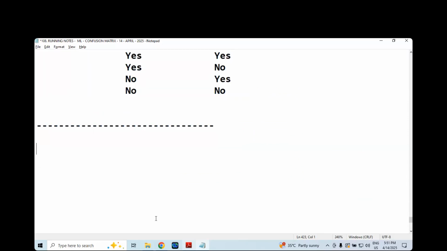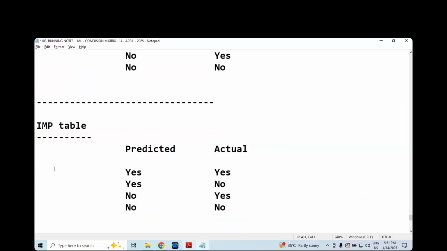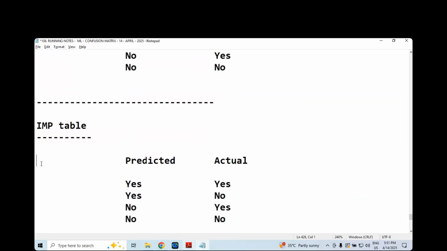Same table. Can you please help me? The yes and yes combination is called by a technical definition.